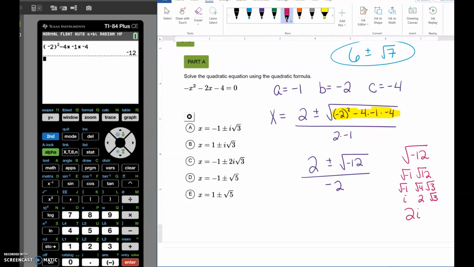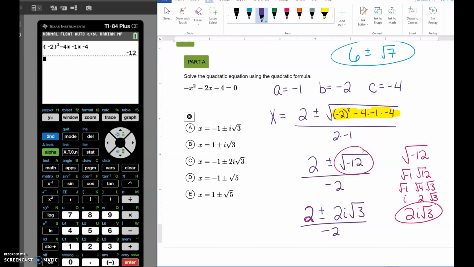So this is 2i square root of 3. So this thing is going to become 2 plus or minus 2i times the square root of 3, all divided by negative 2.